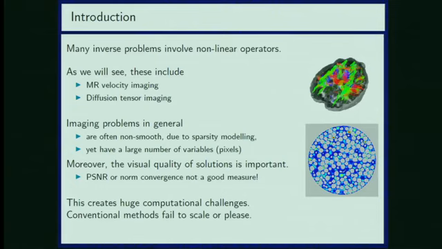Further challenge is that in imaging problems, the visual quality of the solution is quite important. PSNR or norm convergence is not really a good indicator of quality. There are examples where you have 2 images with the same PSNR. One looks awful, one looks good. And this kind of thing also affects the choice of algorithm that we want to use. Some algorithms, like a basic gradient descent algorithm, do not really produce good-looking solutions. That's why you want algorithms that are good.